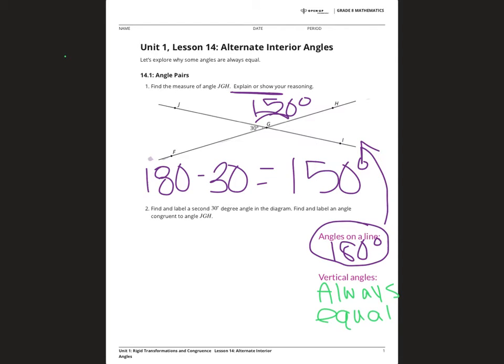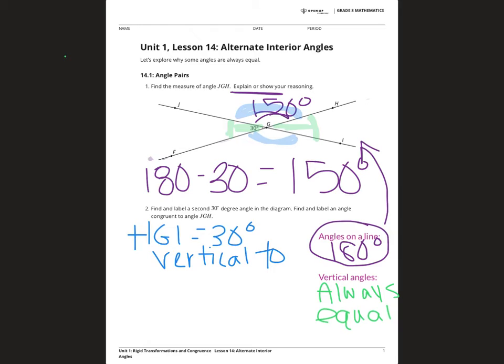So if you look here, we have a couple sets of vertical angles. Vertical angles are right across from each other. So this angle is vertical to this angle because they share this vertex here. Okay? And then this angle here is vertical to this angle here. So in my notes, I would write HGI equals 30 degrees because it's vertical to, and that's JGF.